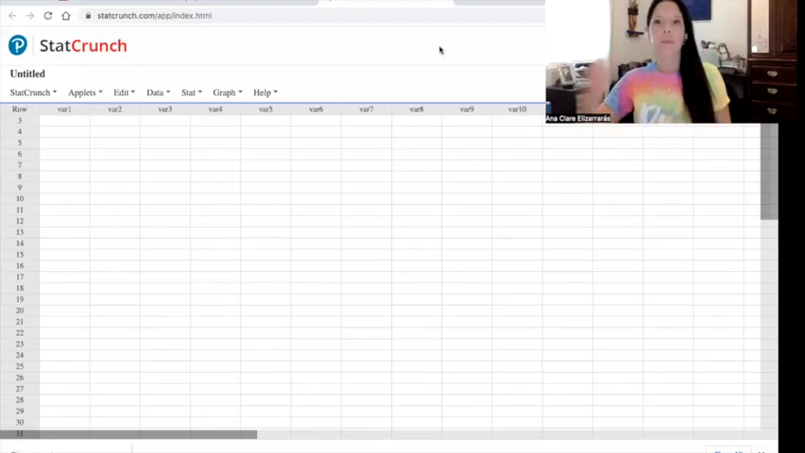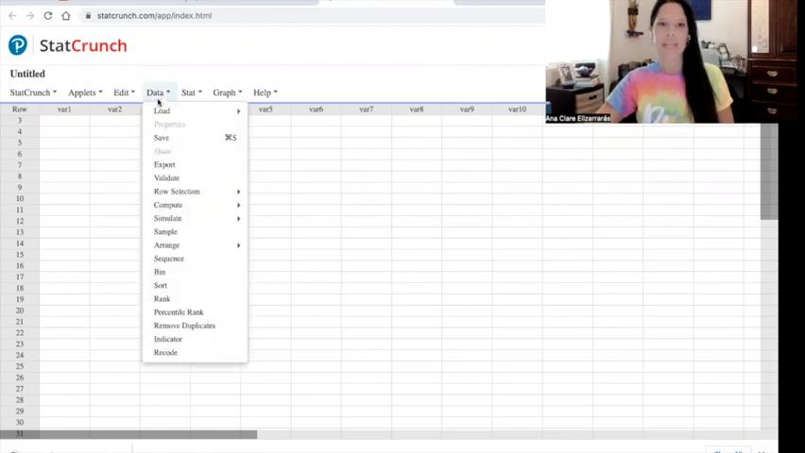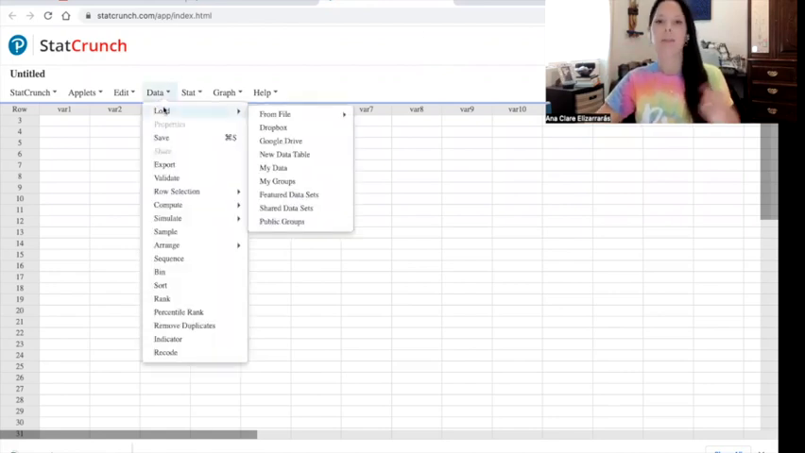Okay, we have StatCrunch open, we're ready to go. We need to get our data. So the first thing that we're going to do is go to Data and load it. And remember, it's the serial data.